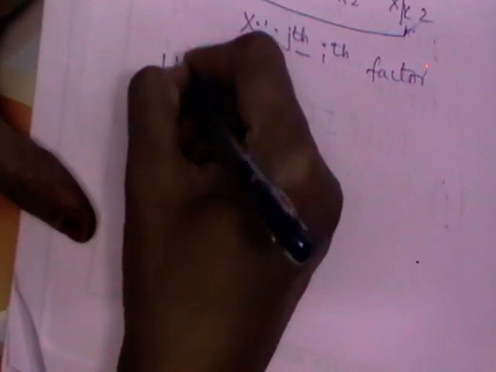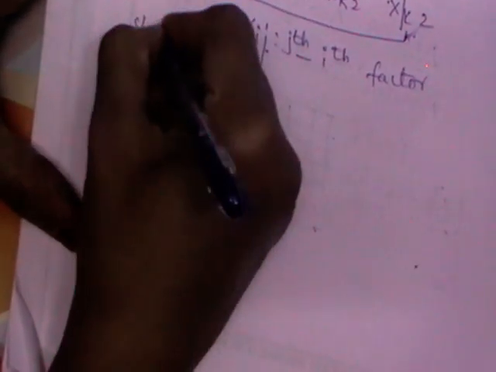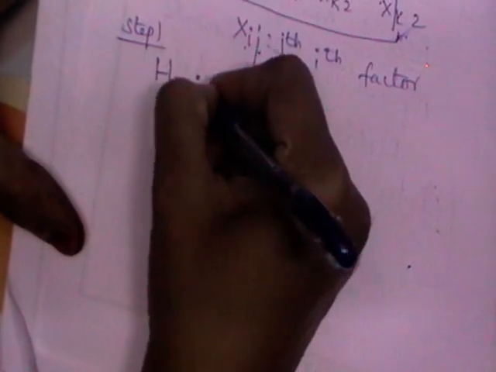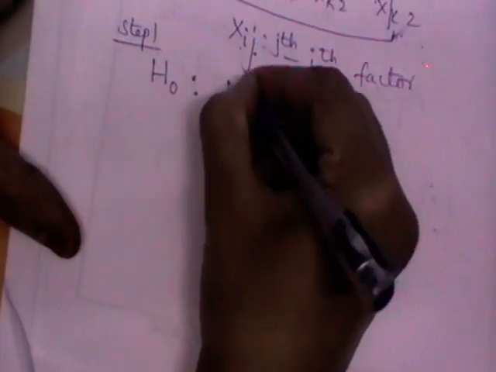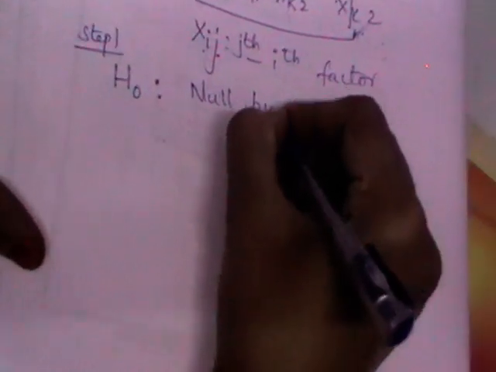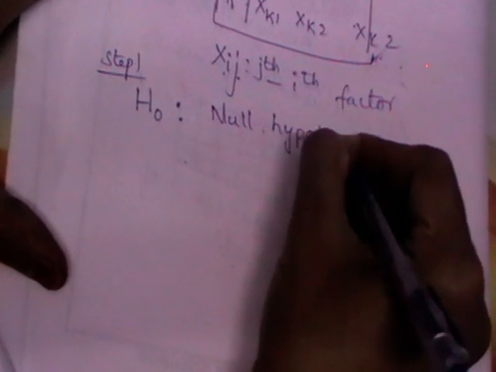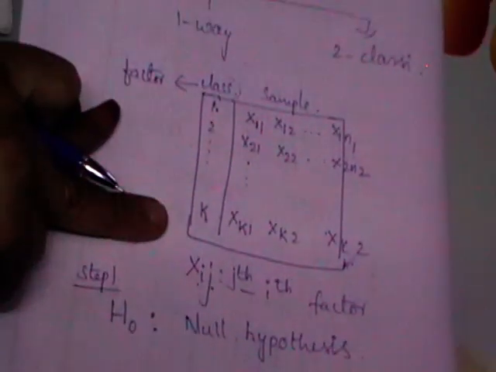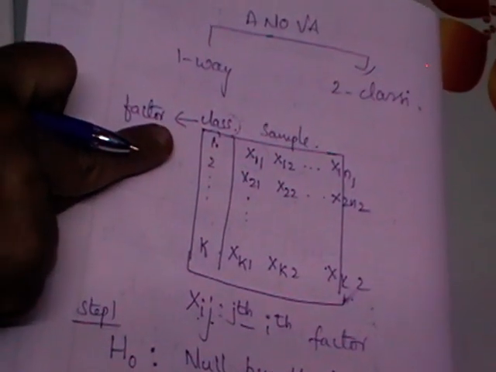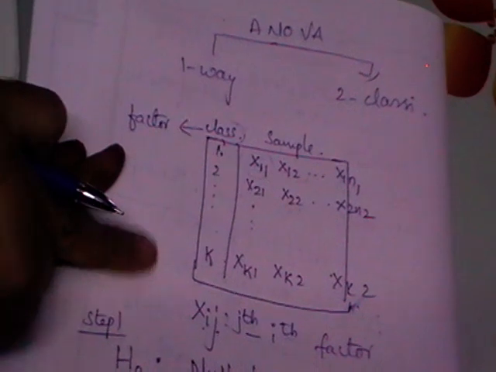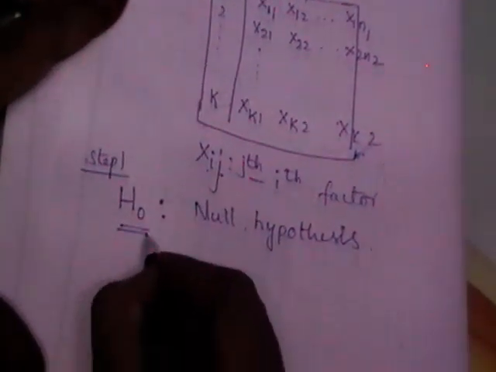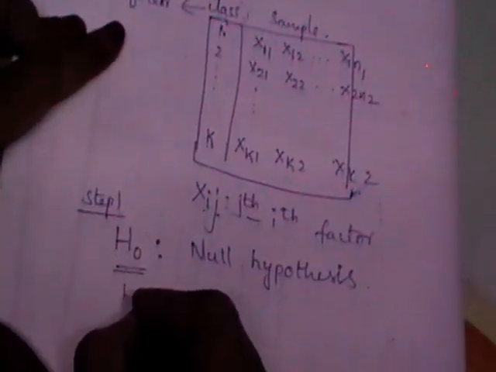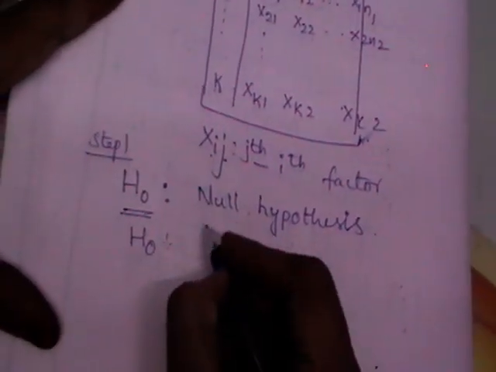In step 1, we are going to write H0, which is called the null hypothesis. Hypothesis is nothing but a simple statement regarding the experiment. What is the experiment here? You are given k different factors or k different fertilizers. Initially you need to write the null hypothesis. How many factors are there? K factors are there. So H0 will be the null hypothesis.